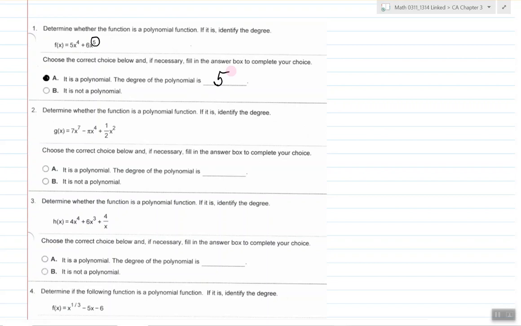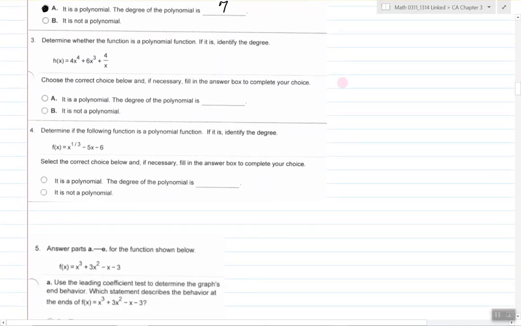Number 2, 7x to the 7th minus pi x to the 4th plus 1/2 x squared. Just look at the x's. Each one of those has a non-negative integer power, so it is a polynomial. I know you might be looking at that pi, but the only restriction is that the coefficients need to be real, and pi is a real number. What's the degree? Look at the powers, 2, 4, and 7. The degree is the highest power, which is 7.